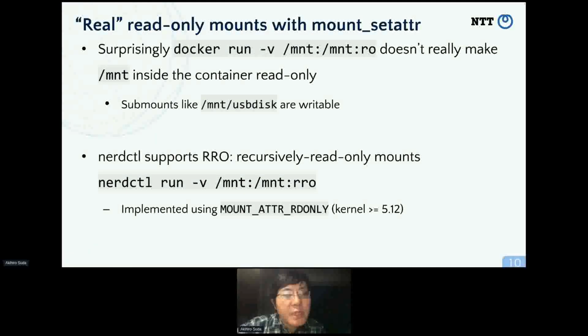And the next topic is real read-only mounts. Surprisingly, Docker's read-only mounts are not really read-only. Suppose you run docker run -v /mnt:/mnt:ro, but this doesn't really make /mnt inside the container read-only. The file system of /mnt is mounted as read-only, but submounts like /mnt/usbdisk are still writable. So this can be a security issue in some environments.